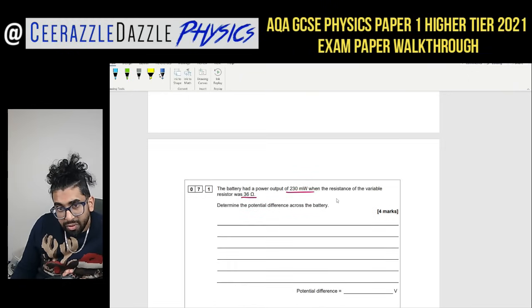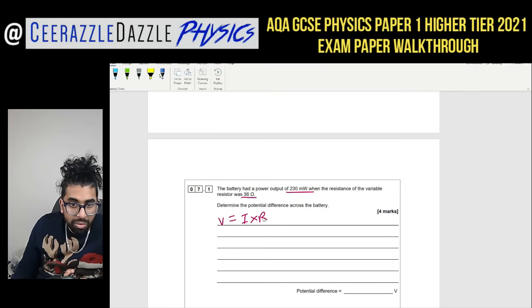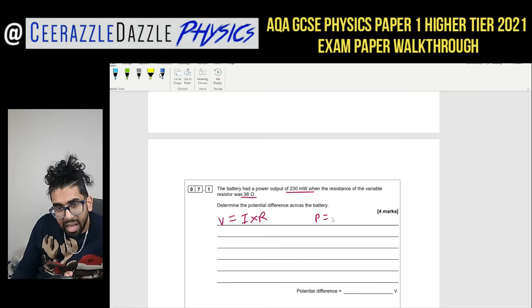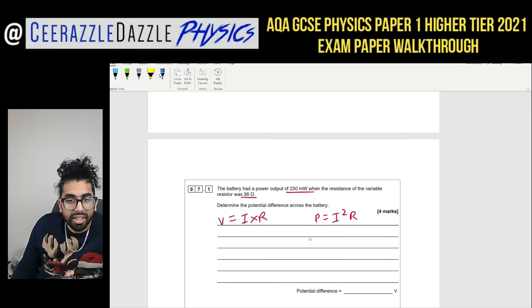Okay, this one's quite difficult. We need to use two equations to do this. So we're trying to find V. So we know that V is equal to I times R. Right, we've got R, 36 ohms, but we don't have the current. But I can use this equation with regards to power to work it out. So we know that power is equal to I squared R over here. So therefore, we can work out the current. Current is equal to the square root of P divided by R.